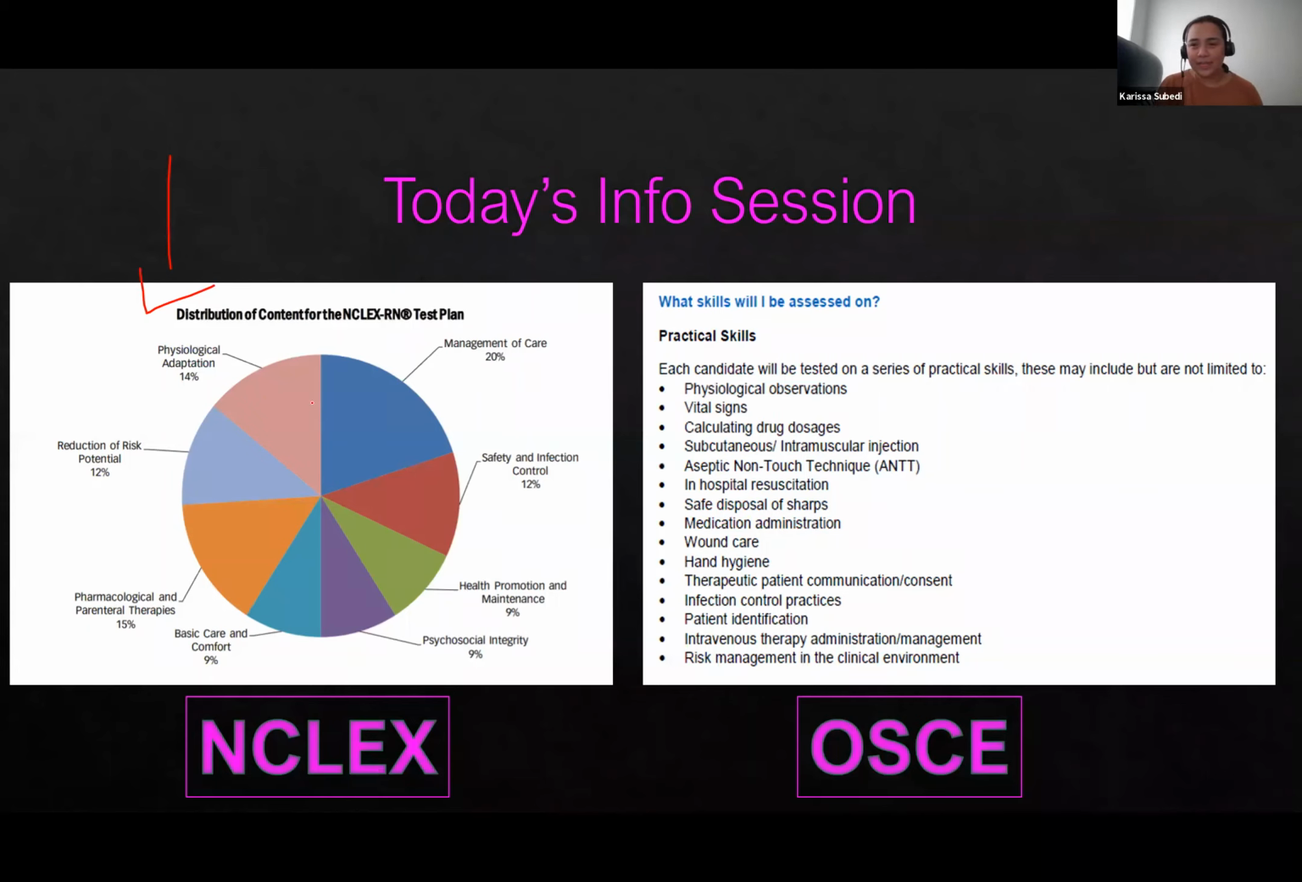So this image actually is a distribution of the content of questions in your NCLEX. So this is part of the NCLEX test plan. And what we will be doing today is 15% of your test in NCLEX, which is pharmacological and parenteral therapies that include medication calculation. So that's 15% of the total questions. In OSCE as well, you can see that there is calculating drug doses, subcutaneous and intramuscular injection, and medication administration. And this is where medication calculation would come in as well. So we're actually targeting both NCLEX and OSCE with this session today.